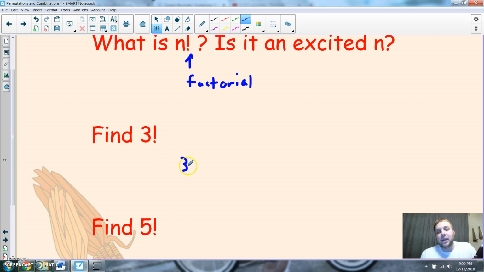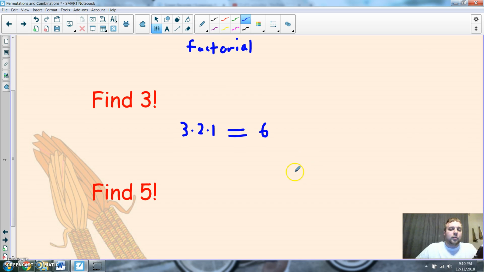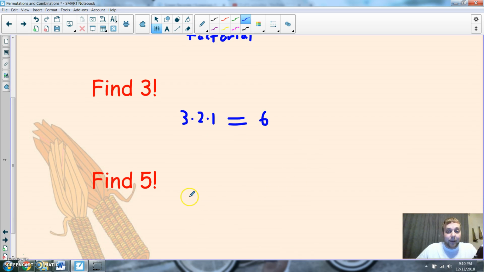You're going to start with 3, and then you multiply down until you get to 1. Now, technically, you don't even need to put 1, because multiplying by 1 is itself. So what is 3 factorial? Well, 3 factorial is going to be 6, because 3 times 2 times 1 is 6. Now, like I said, you don't technically need to put 1 there, but yes, you go down to 1. So what's 5 factorial? Well, honestly, guys, 5 factorial is 5, 4, 3, 2, 1. It's that easy.